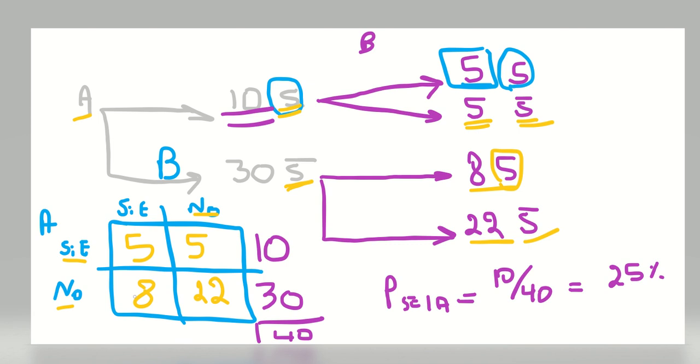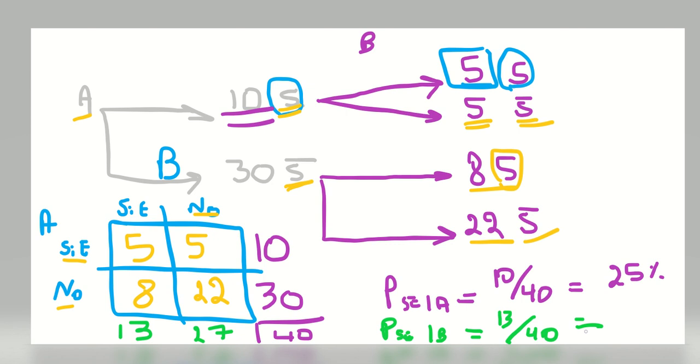Well, 5 plus 8, this is 13. When we were reading the problem, they didn't tell us 13. We had to figure out this 13 on our own. Okay, and 5 plus 22 is 27. So 13 plus 27 is 40. So the proportion of side effects on drug B is 13 over 40.